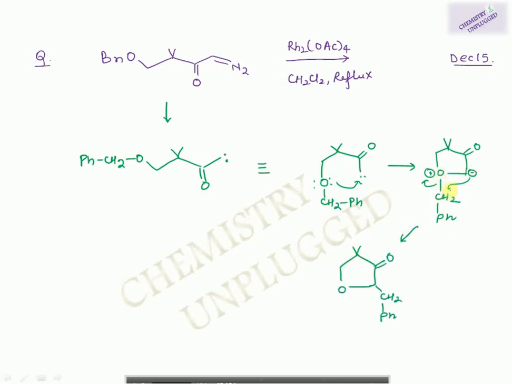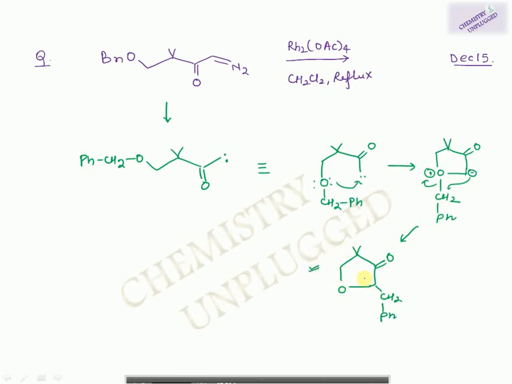So we have only a benzyl group attached here. That is why this negative charge is attacking this CH2. If we had hydrogen, it could attack that one also. But because we have only a benzyl group here, this negative charge will attack this CH2Ph group. It will attach like this and you will get a product like this. So it is helping in the formation of a 5-membered ring.